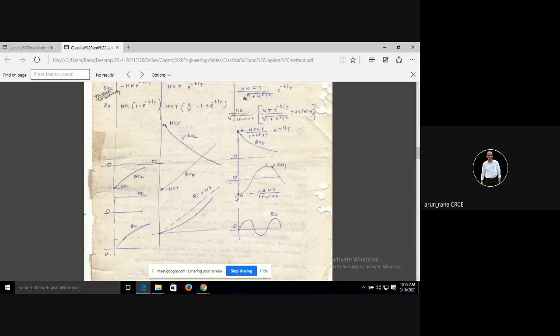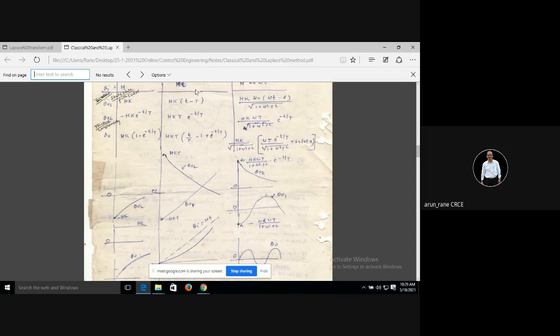Now coming to this ramp input, when the input is ramp, that is say ht. Then how does the graph become? Now theta O1, this is your steady state response and this is your transient response. So let us see how the transient response theta O2 is. Theta O2 was there.